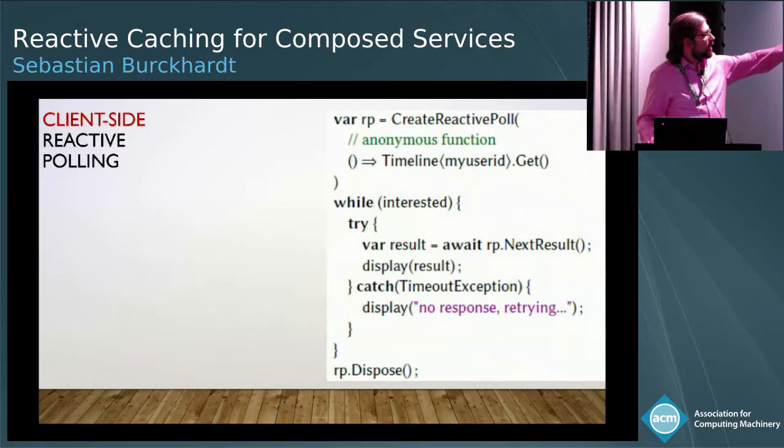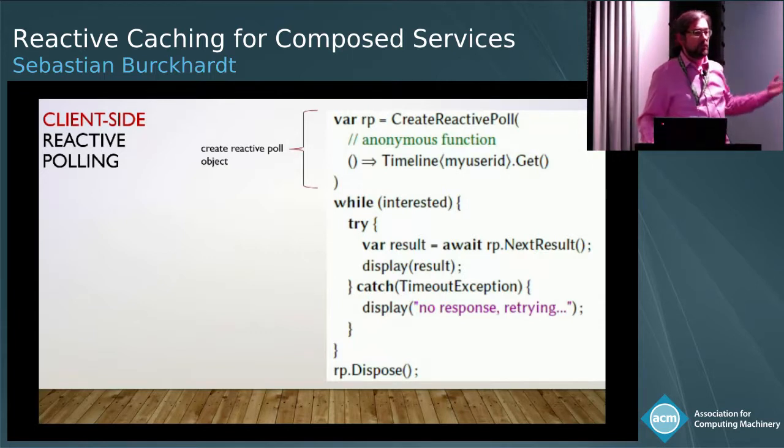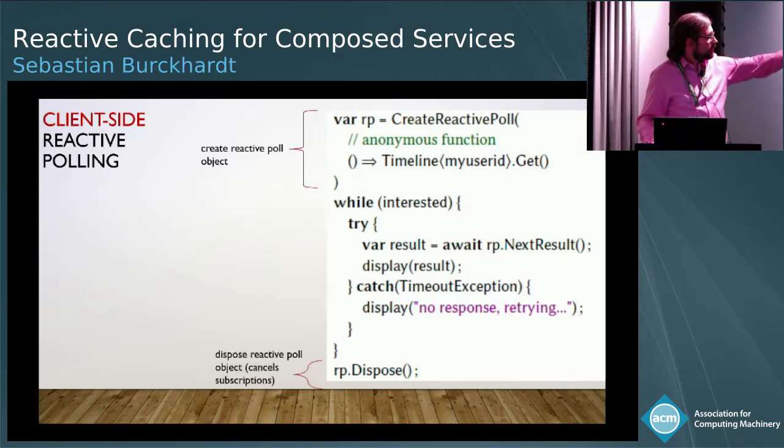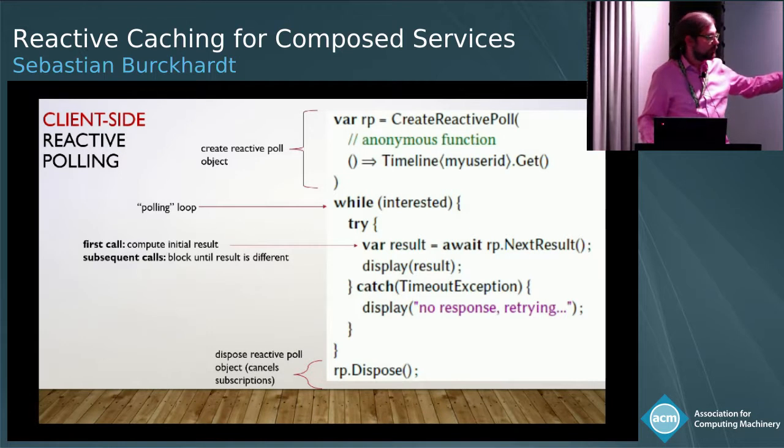I still have my loop that says while interested, but now before the loop, I create the object that represents this continuous query. I put the code in there that I want to execute. And then, by the way, I have to also dispose of that at the end because that incurs some continuous cost while it is active. But then in the loop, I repeatedly fetch the result, just as for the polling.